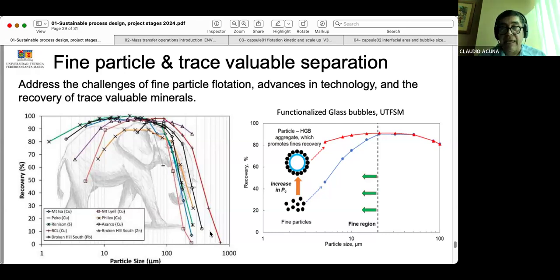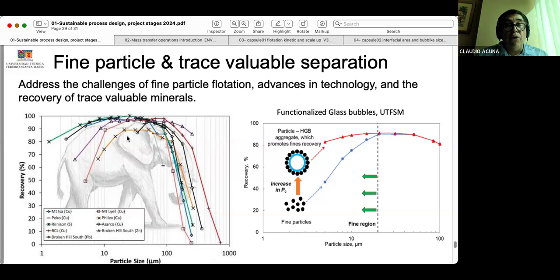So in this case, with the coarse particle, the time in which the bubble and particle are in contact is not enough. The induction time to break the water layer is not enough to achieve the attachment. So the probability of attachment goes down like this. Probability of collision goes up like this. The combined effect ends up with this parabolic shape. Okay, parabolic shape. That's the reason.